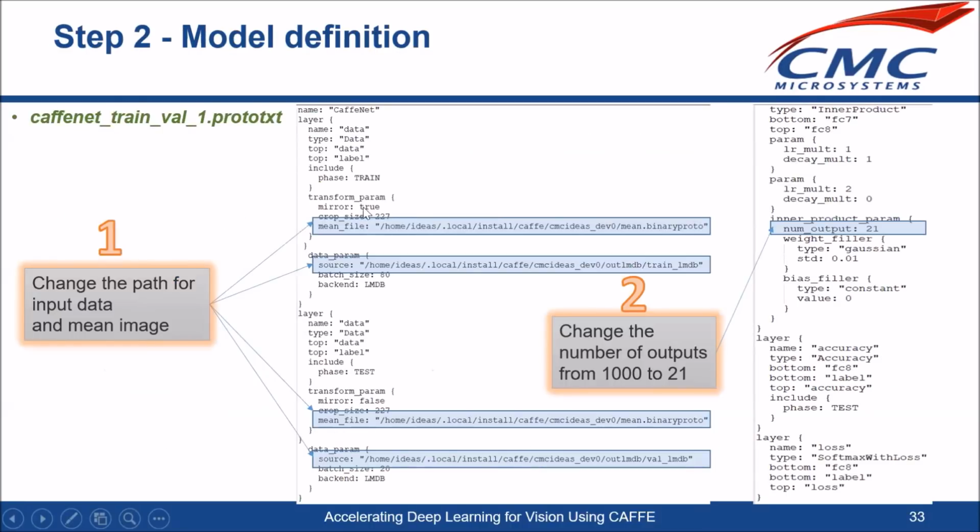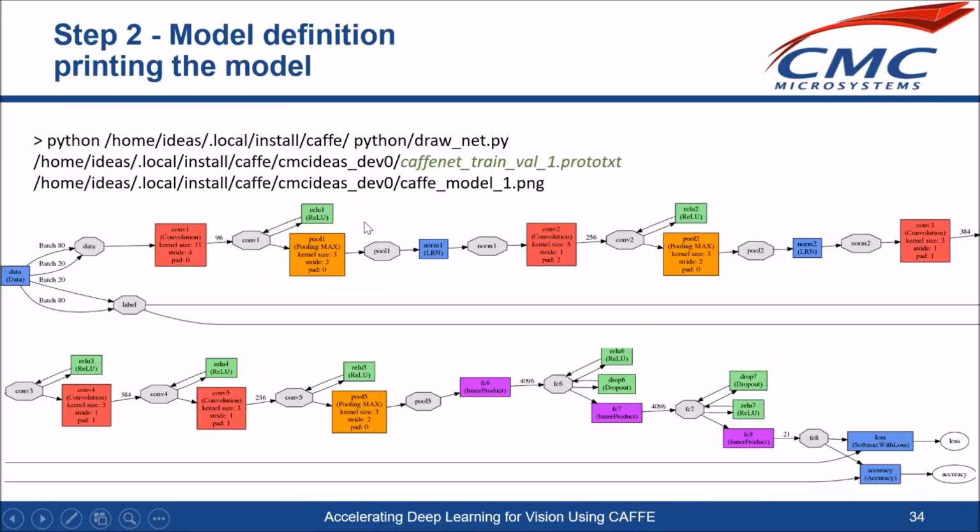So we changed the path in the proto.txt. This is a textual file, proto.txt, which describes the network as I showed previously. We just need to go to this file and change the path to the training and validation data sets, and change the last fully connected layer to 21. So these are very minor changes to the original file.